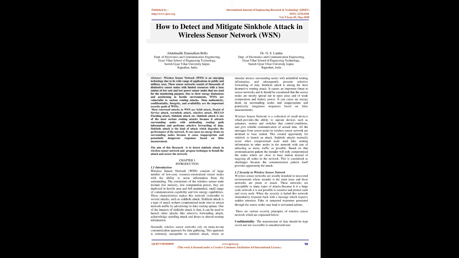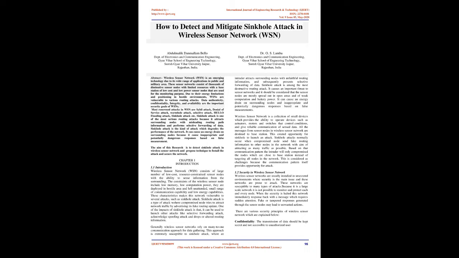Chapter 1. Introduction. 1.1 Introduction. Wireless sensor network, WSN, consists of a large number of low-cost, resource-constrained sensor nodes with the ability to sense information from the surrounding. The constraints of the wireless sensor node include low memory and low computation power; they are deployed in hostile areas and left unattended, with small communication range and low energy capabilities. These characteristics make this network vulnerable to several attacks, such as sinkhole attack.